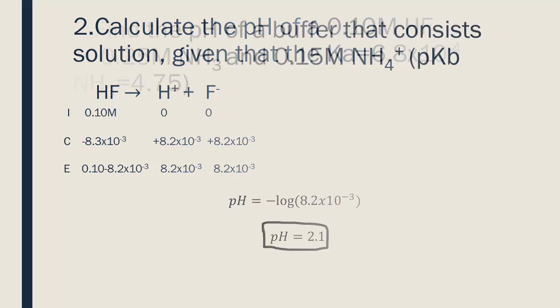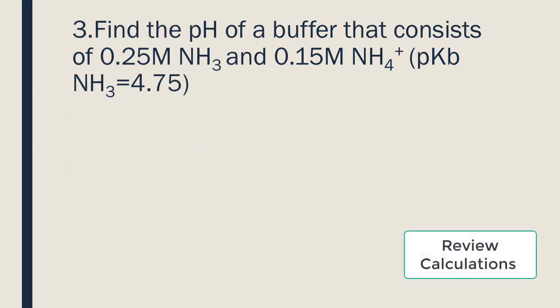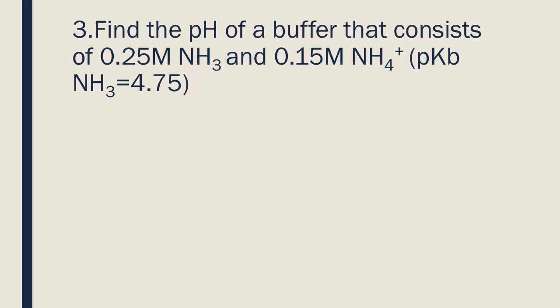The last problem is find the pH of a buffer that consists of 0.24 NH3 and 0.15 NH4+, and it gives us a pKb of 4.75. For this problem, we'll be calculating the pH using the Henderson-Hasselbalch equation. Since we already are given the concentration of the acid and base, we do not need to solve for x using an ice table.